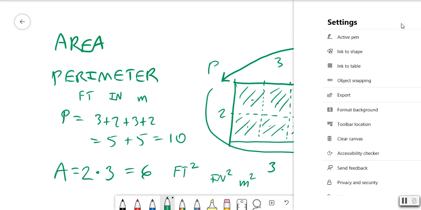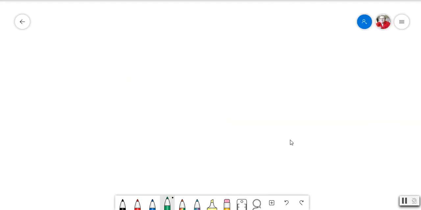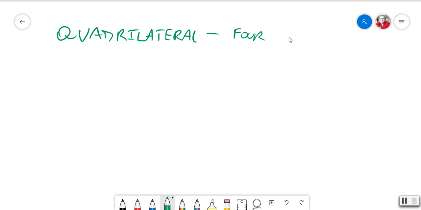Perimeter can always be figured out by adding the sides. Now, we talked a little bit about quadrilaterals. A quadrilateral has 4 sides. Quadra means 4, lateral means side. The most general quadrilateral looks something like this, and there's no name for it, it's just quadrilateral.